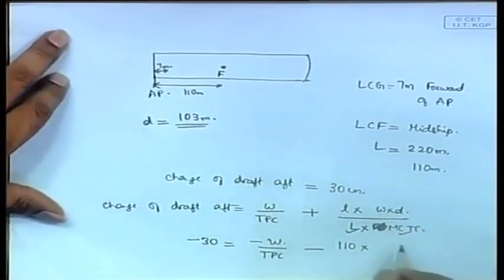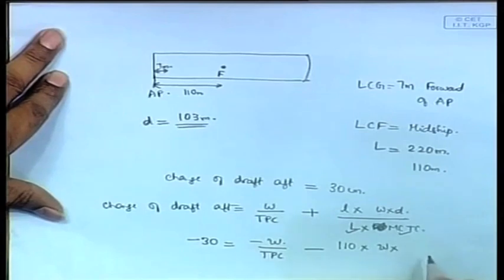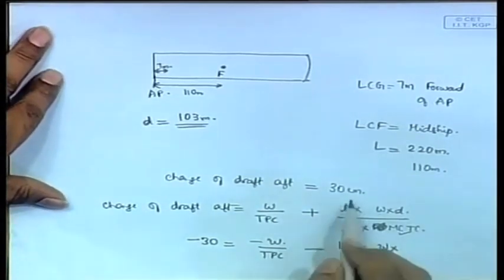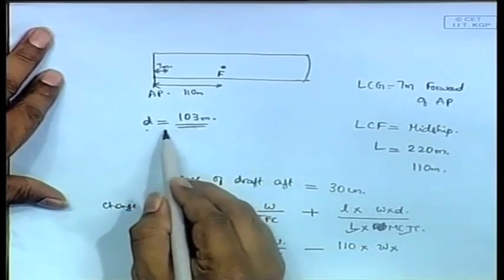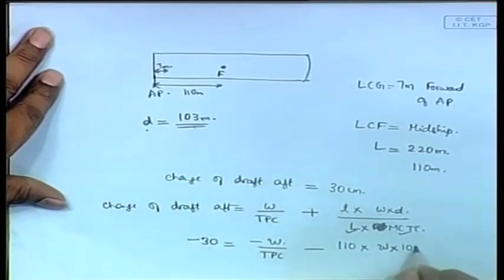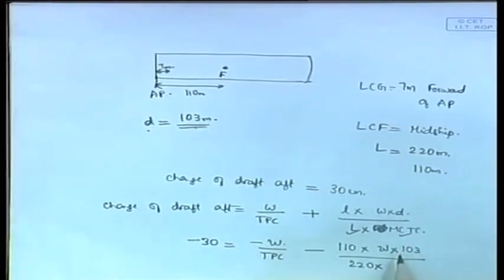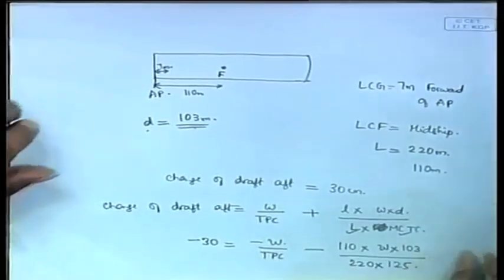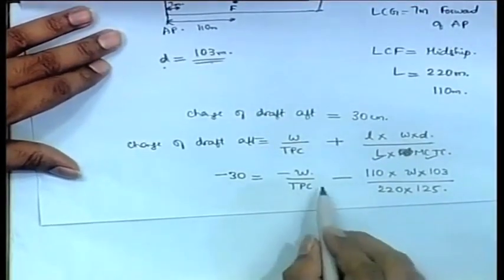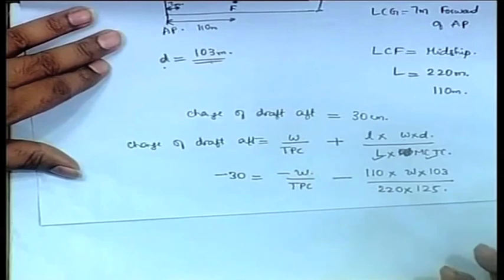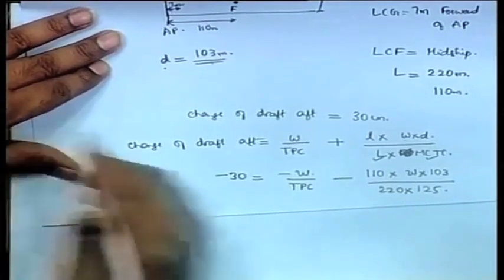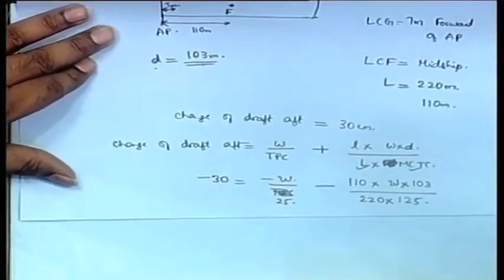No, that is what you require to find out. So, W into the distance where the weight is to be removed, 103 meters from the center of flotation, divided by L, the length of the ship, 220 meters, and MCTC is given for this problem, 125. So you just solve this equation for W. That is all, only W is the unknown. TPC is also given, 25 tons per centimeter.